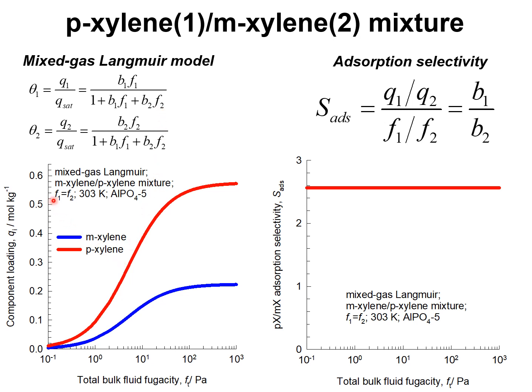For the case in which the partial fugacities in the bulk gas mixture are equal to each other, the component loadings are plotted here. Red line is for paraxylene and the blue line is for metaxylene. Since the binding constant of paraxylene is higher than that of metaxylene, the component loading of paraxylene is higher than that of metaxylene.